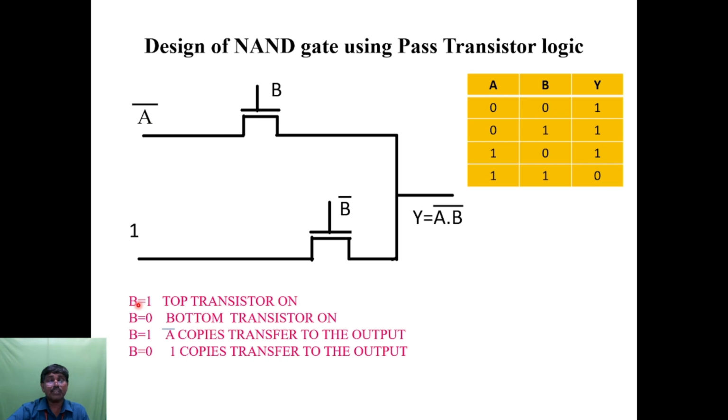Now when B is equal to 1, the top transistor is on. B is equal to 1, the control input is 1, this NMOS will be on. This NMOS being on means whatever data is there will be copied and transferred to the output. Same here, B is equal to 0, the bottom transistor is on. So whatever data input is there will be copied and transferred to the output. So here B is equal to 1, A bar is copied and transferred to the output. And B is equal to 0, 1 is copied and transferred to the output.